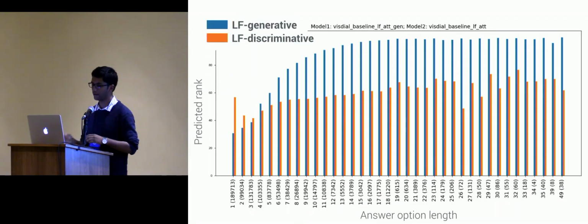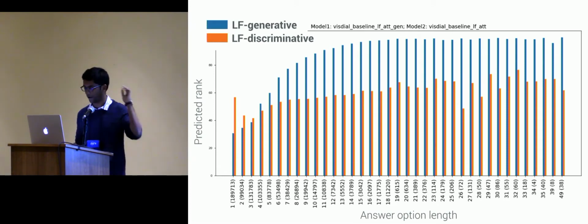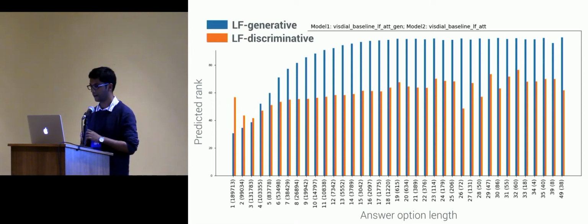If we look at the predictions versus the answer option length for both of these models, there's a clear skew here. For a discriminative model, the story is fairly uniform in that it doesn't care all that much about the length of the answer. Whereas in the case of generative models, we see that they rank these shorter answer options much higher than longer answer options. For example, answers of length 1 and 2 are ranked higher on average than by discriminative models, and the story flips for longer answers.